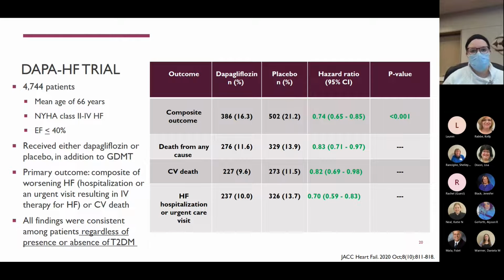The primary outcome for this trial was the composite of worsening heart failure, which was classified as hospitalization or an urgent visit resulting in IV therapy for heart failure, or cardiovascular death. As you can see in the table, each of these findings was statistically significant, showing the benefit of dapagliflozin in these patients, leading to lower occurrences of death, cardiovascular death, and heart failure hospitalizations. And all of these findings were consistent among patients, regardless of the presence or absence of type 2 diabetes. So this is where we got the first hint that potentially SGLT2s have a benefit in patients outside of their first indication of diabetes.